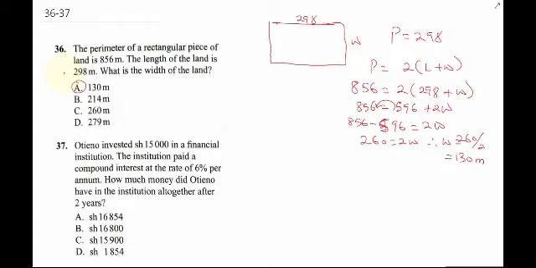How much money did Otieno have in the institution altogether after 2 years? Now, notice this is a compound interest question, so you have to be careful. So, in order to find this, let's apply our formula for simple interest first.